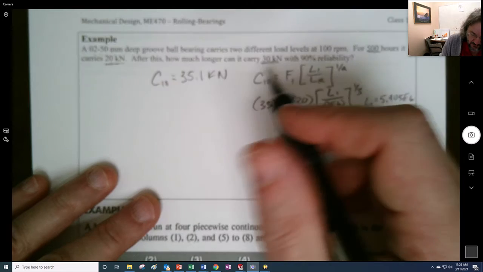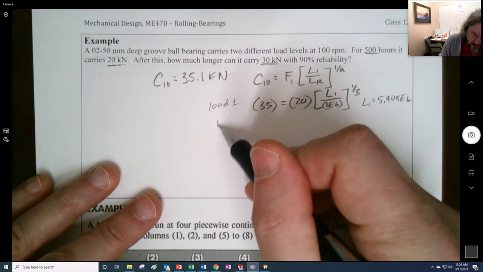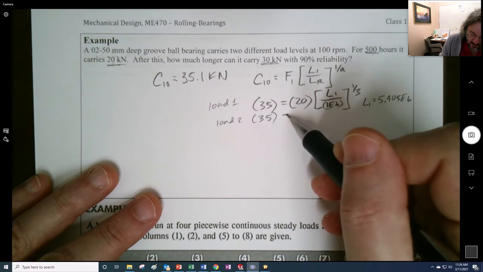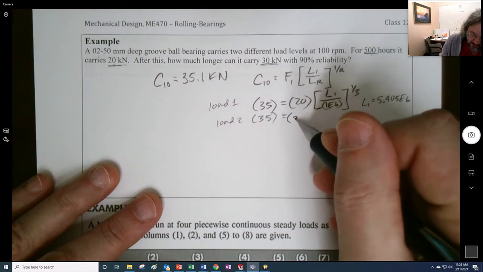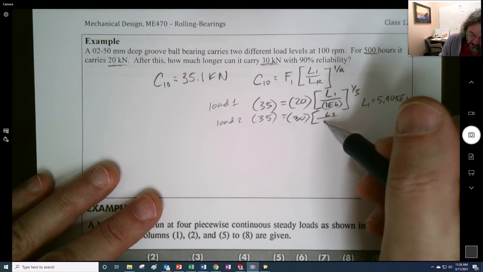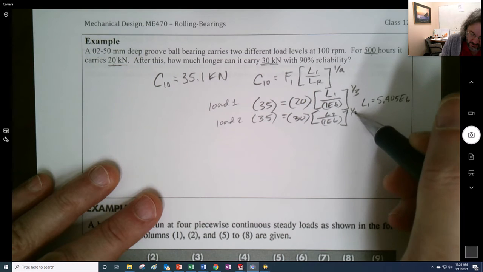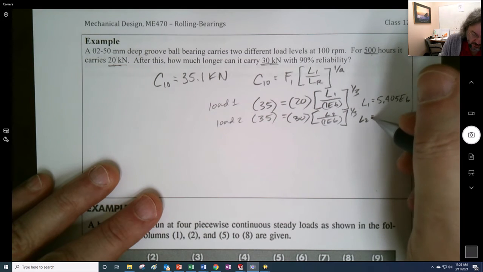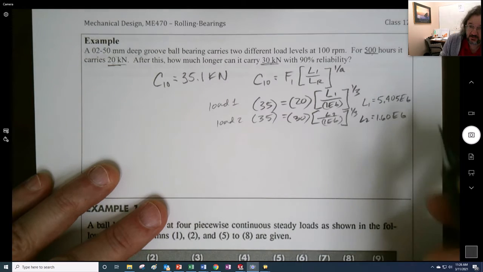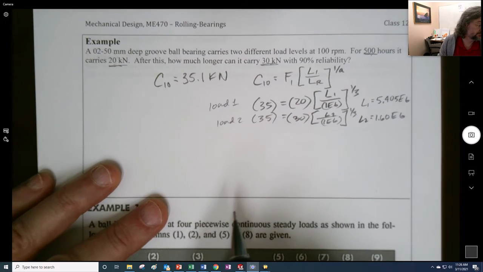Now let's do the same thing for this. So this is at loading 1. Now how about load 2? We take 35, but now we're going to do it for 30, right? Our L2 right here, 1E6 underneath there, raised to the 1/3. We would take an L2 and we'd get 1.6 E6. That's the number of cycles we could predict from this right here.